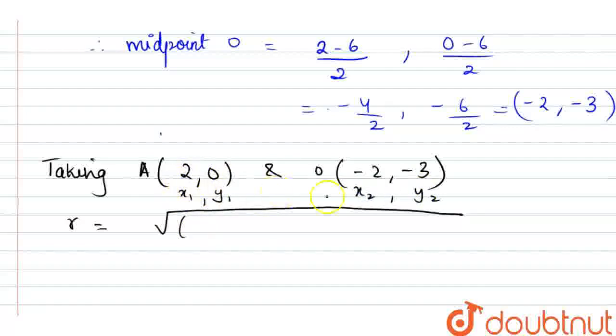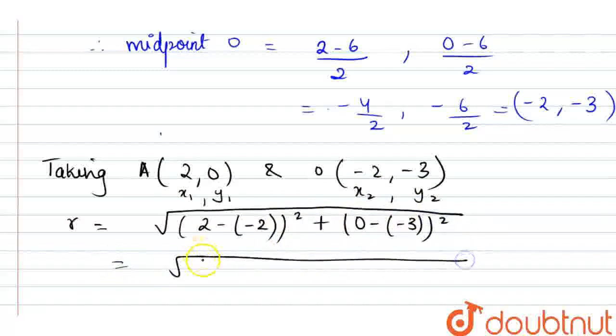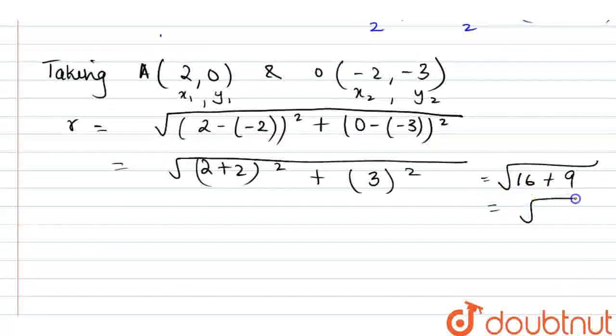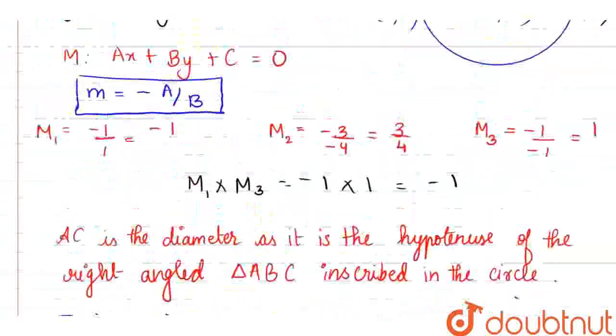So we'll take here x1 minus x2, that is 2 minus of -2 the whole square plus 0 minus of -3 the whole square. So this will be equal to square root of 2 plus 2 the whole square plus 3 the whole square. So this will be equal to square root of 4 square 16 plus 3 square 9, which is equal to square root of 25, which is equal to 5. Now we know the radius is 5 units.